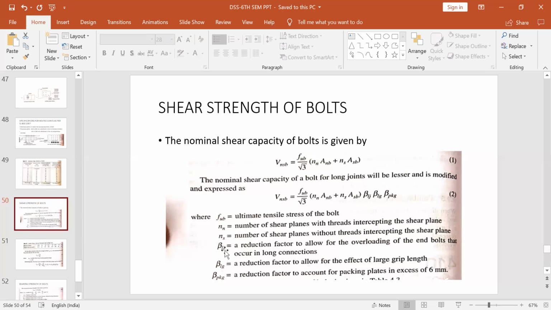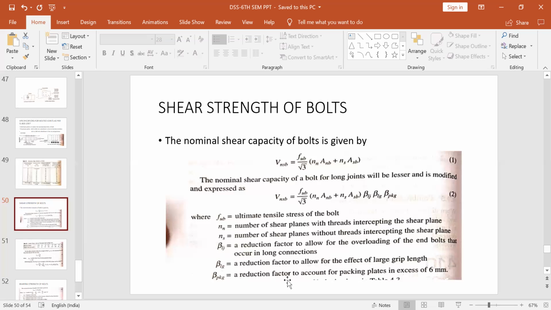Now what is beta LG? Beta LG is a reduction factor to allow for the overloading of end bolts that occurs in a long joint. When the length is long, you have to apply a reduction factor because of overloading of end bolts. End bolts will be more overloaded. Beta LJ is a reduction factor to allow for the length effect of large grip length. When the grip length is more, that has an overall reducing effect on the shear capacity. So in regard to that, you have to introduce this reduction factor beta LG.